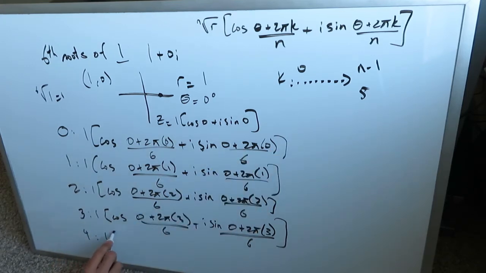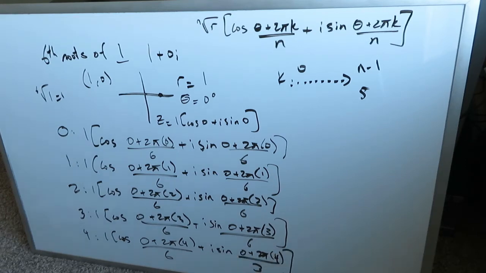4 will be 1 times cosine. You can see this is a process, isn't it? 0, which is my theta angle, plus 2 pi times 4, my k value, divided by 6, plus i sine 0 plus 2 pi times 4, my k value, all over 6. And then let's close it up. We have to squeeze in the fifth one somewhere, and where should we do that? Let's squeeze it over here. We'll write it small, but we'll squeeze it here.